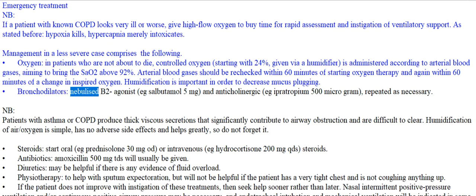Bronchodilators. Nebulised beta-2 agonist, e.g. salbutamol 5 mg, an anticholinergic, e.g. ipratropium 500 microgram, repeated as necessary.